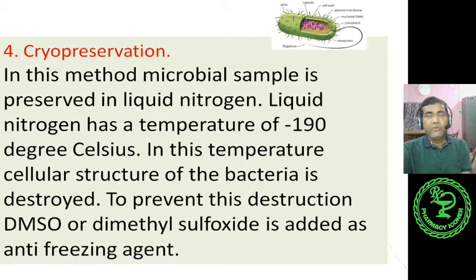So what we do? We add an anti-freezing agent like DMSO or dimethyl sulfoxide. If we add this and then put it in the liquid nitrogen, what will happen? Microbial cell structure will not be destroyed. This is cryopreservation. By this method we can preserve a microorganism for several years.